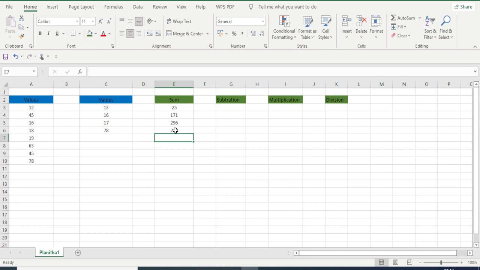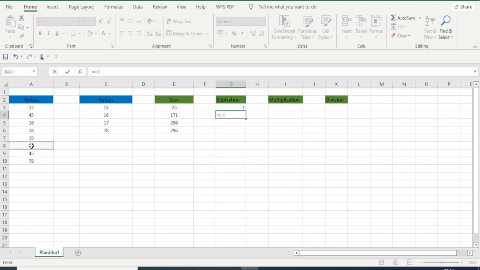Subtraction: we must use the minus symbol for the formula, such as Example 1: equals A3 minus C3, subtracts the contents of cells A3 and C3. Example 2: equals A8 minus C5 minus C4. Subtracts the contents of cells A8, C5 and C4.